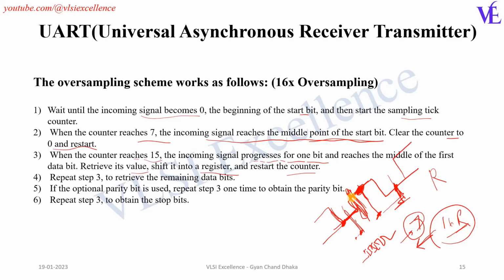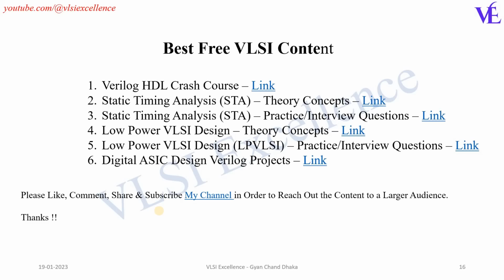So this is how the oversampling scheme works. Repeat step 3 to retrieve the remaining data bits. So we keep on running the counter, clearing the counter, running the counter, and sampling the bits until we receive all the bits. And if there is a parity bit, we have to repeat step 3 for the parity bit as well as for the stop bit. This is how the oversampling scheme works.